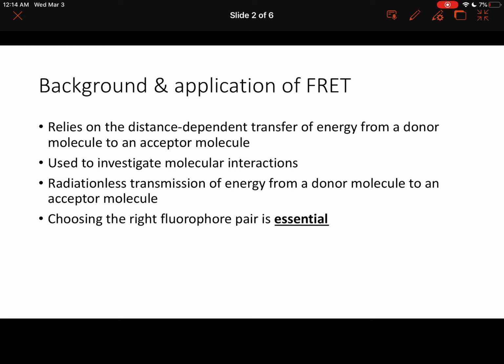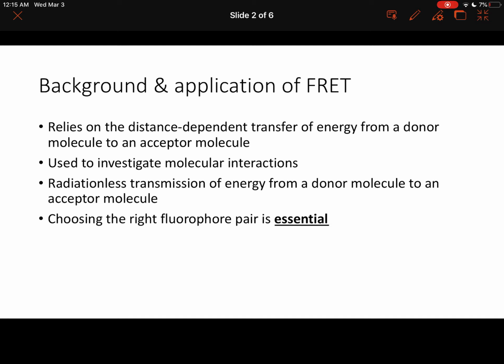And just to talk about the application in general, you have to choose the right fluorophore pair. That is essential. If you're not choosing the right pair, you might have some complications down the road. You have to make sure that you have a suitable pair of donor and acceptor molecules. And also, just to touch base on some quantification techniques, you want to look for a change in the fluorescence emission intensity of the donor, sensitized steady state fluorescence emission intensity of the acceptor, decrease in the donor lifetime, and change of fluorescence polarization.